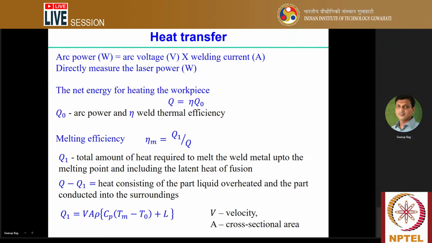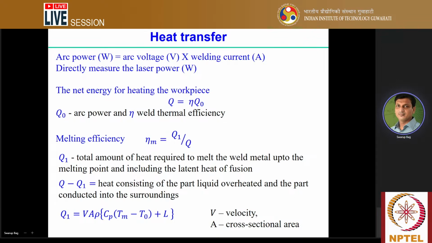transferred to the workpiece. Now, whatever energy is transferred to the workpiece, not all of it is utilized for melting the workpiece, because certain energy will be lost by convection and radiation from the workpiece surface as well. So here we can introduce another efficiency term, called the melting efficiency, that is Q1 by Q. Q is the actual energy transferred to the workpiece, and Q1 is the actual energy utilized to melt the substrate.